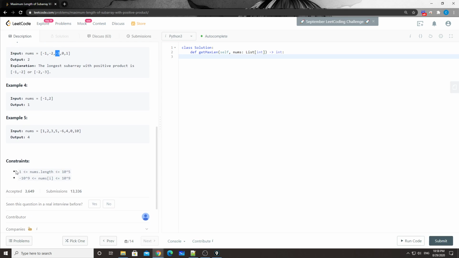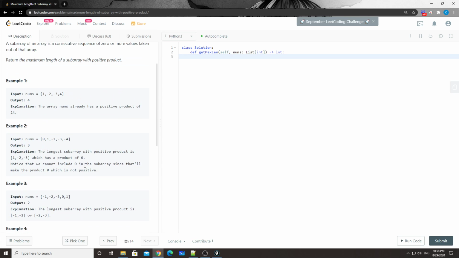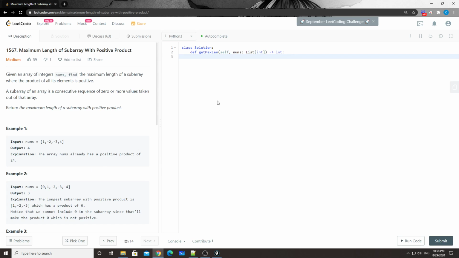And the length of the input is up to 10 to the power of 5, which means this has to be linear or n log n. So how do we solve this problem? I think the way, at least the one that is intuitive to me, is by using a DP.